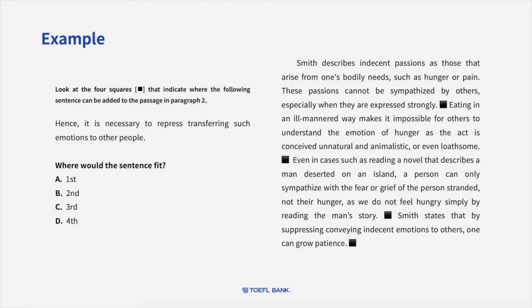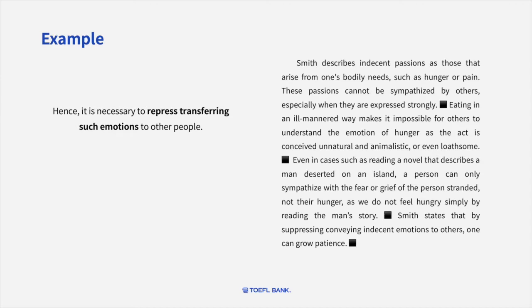The first step was to identify the keywords of the given sentence. Keywords meaning words that play a crucial role in a sentence. The given sentence was, "Hence it is necessary to repress transferring such emotions to other people." If you remove unnecessary information, the sentence is left with, "repress transferring such emotions." Now let's find the key sentence. The key sentence should include either keywords, paraphrased keywords, or matching ideas.